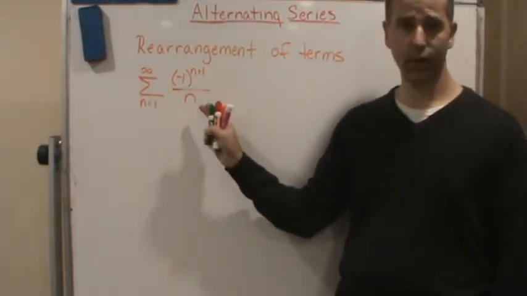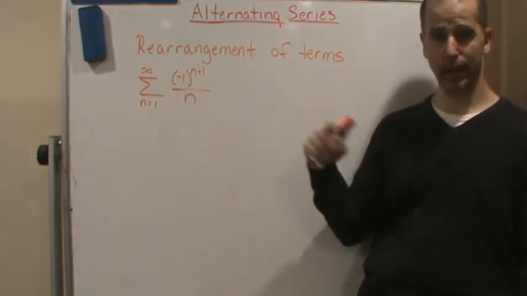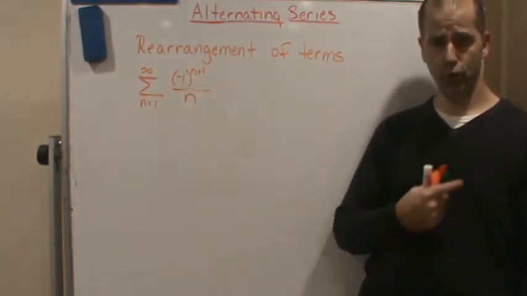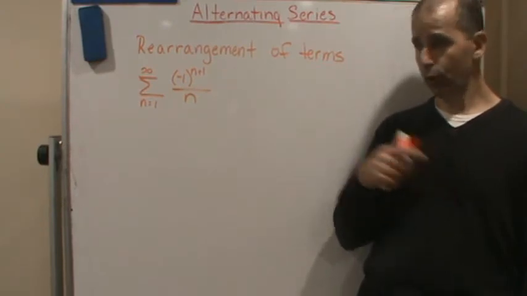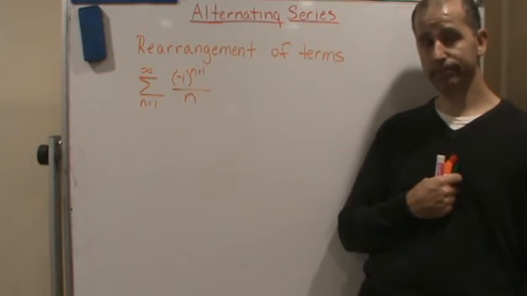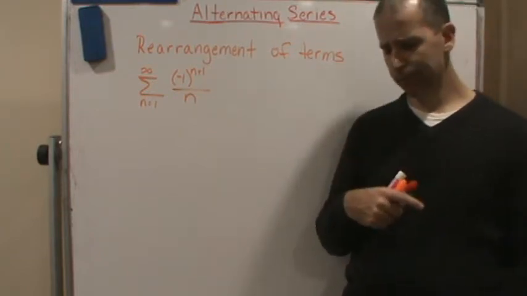Now we know the alternating harmonic series, that's what I'm referring to, the alternating harmonic series. We know that this converges to the natural log of 2. Okay? But we can make it converge to anything. Not just that, or we can make it diverge. So why is this important?